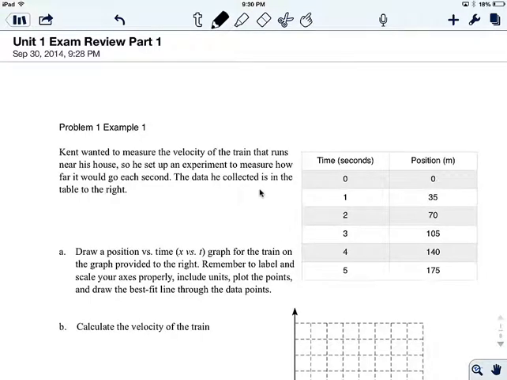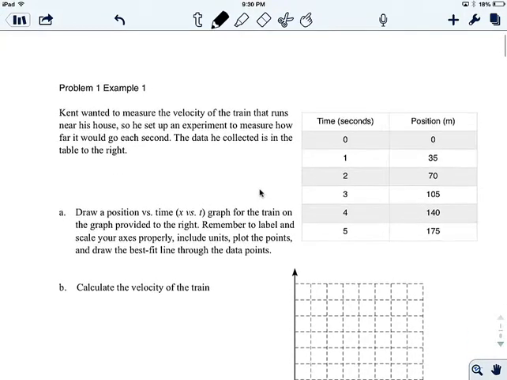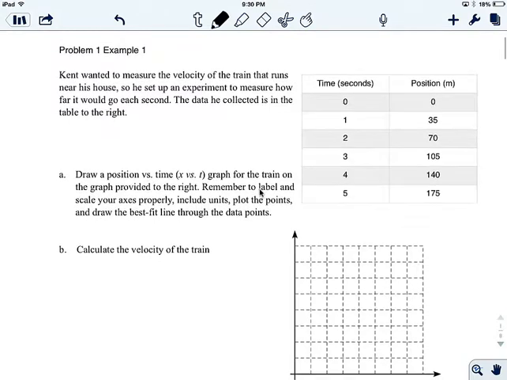All right. Now this is going to be the explanation for problem one, example one. You should be looking at this page at the review station for problem one. Okay, so let's read through the problem.